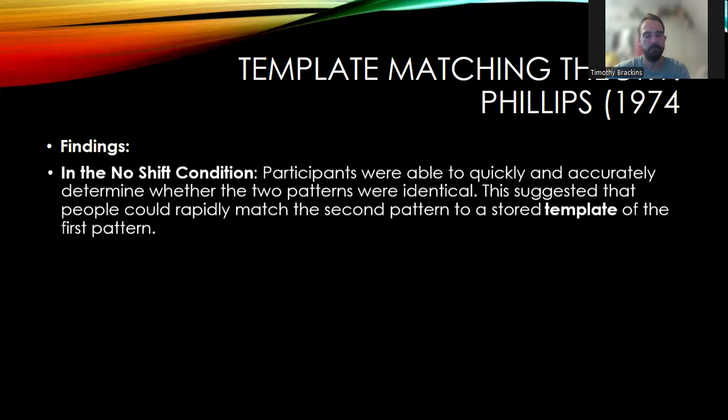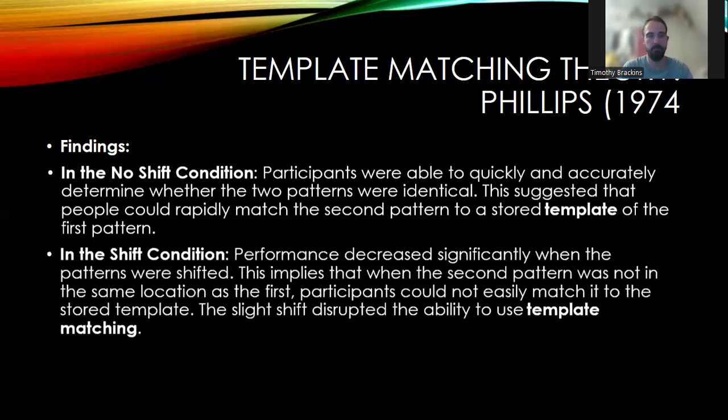So the run through didn't quite work as I intended, but let's just walk through the explanation here. So in the no shift condition, this is where the square appeared in the same place every time. The participants pretty quickly and accurately determined whether the two patterns were the same. And this suggests that people can quickly match the second pattern to a stored template of the first pattern. So because it's in the same location, they have a template for that pattern. Second one appears, it's in the same spot, and they can quickly match it with that template they have stored.